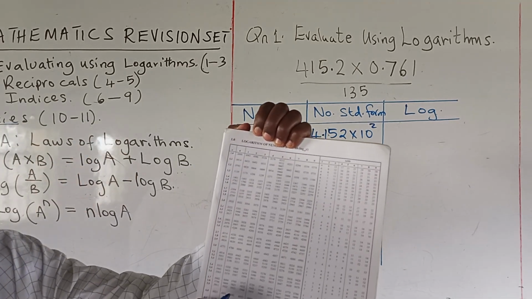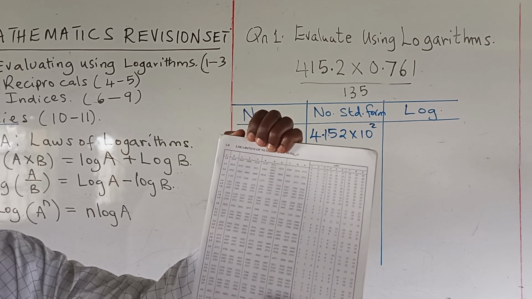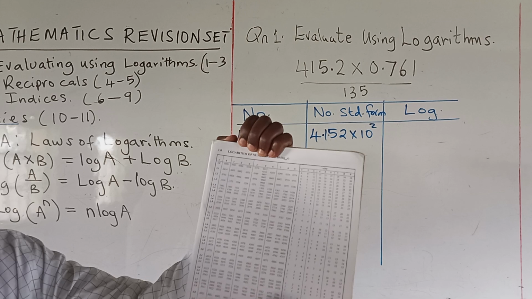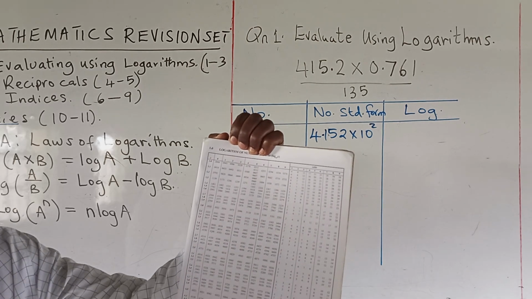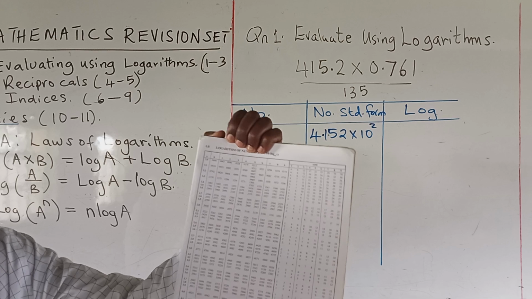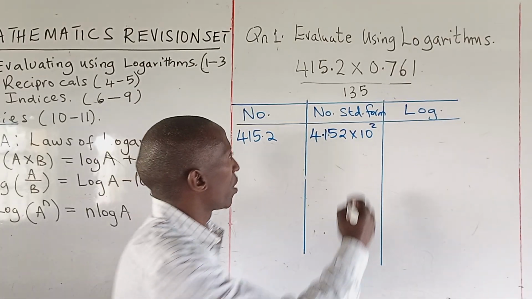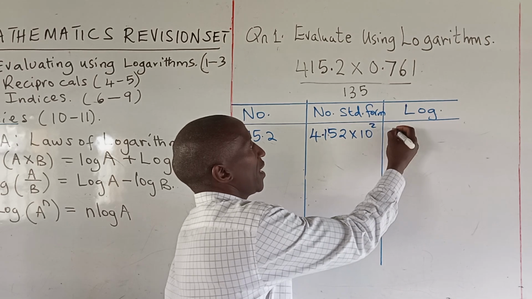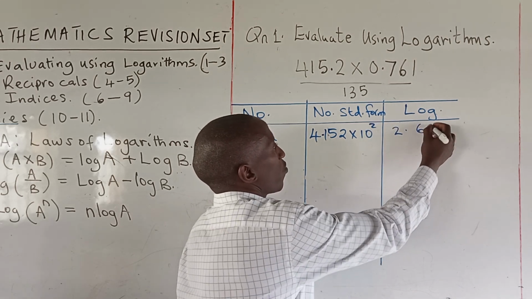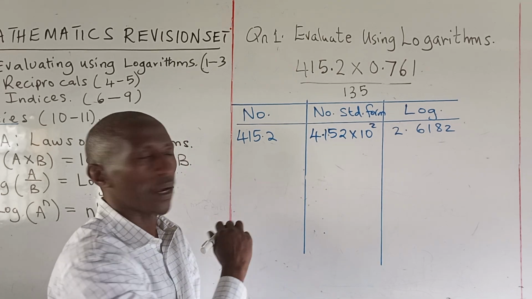And we trace 4.1 and then 5 in the middle column. And then on the last column, we check on 2. The 2 has a 2 also. So to 6180, we add 2. So that gives us the characteristic here is 2.6182.